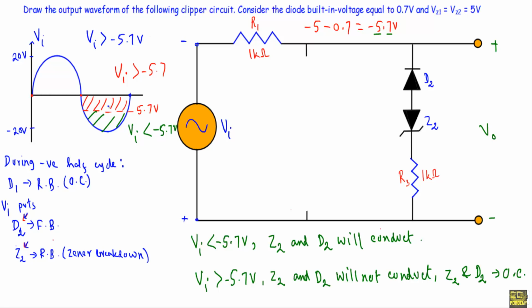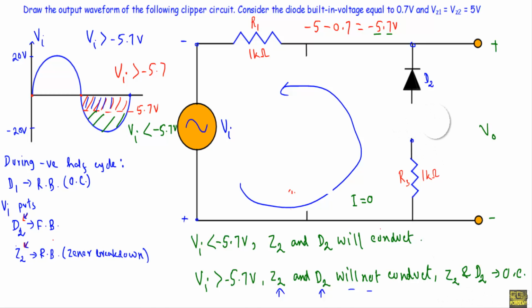Now consider when Vi is greater than -5.7. That means I am talking about this portion. You will see the Zener diode Z2 and the diode D2 will not conduct. That means we will not get sufficient voltage to drive the diode D2 in forward bias and Zener diode Z2 in Zener breakdown region. So they will not conduct. As a result, the current in this direction, I, will be equal to 0, and the diode D2 and Z2 will act like open circuits. So I can remove diode D2 and Z2 as there will be no current flow.